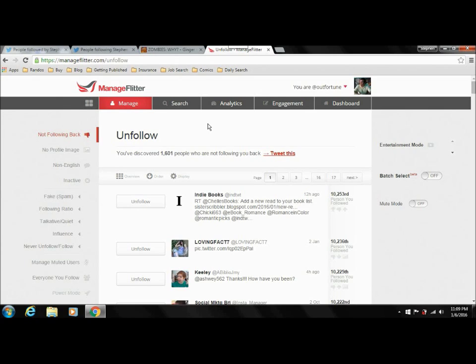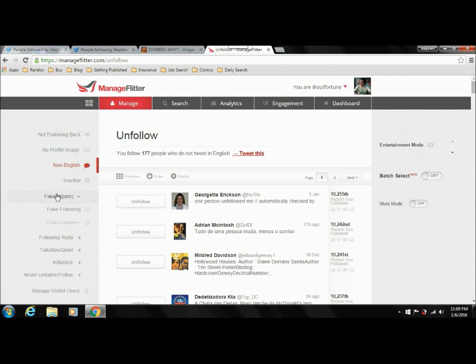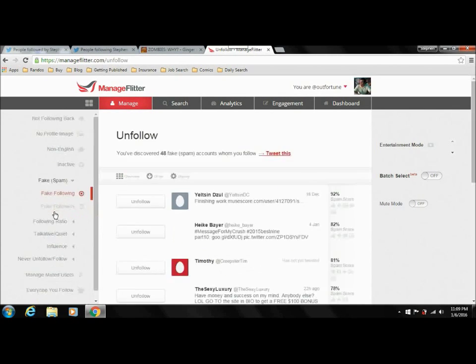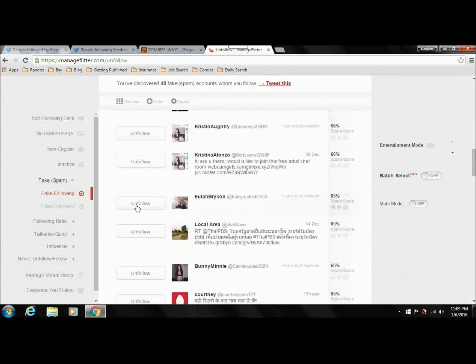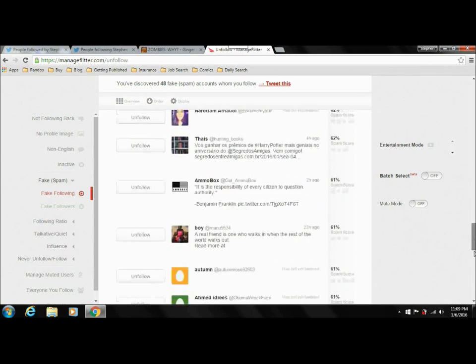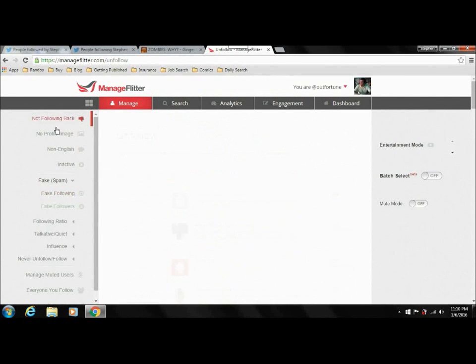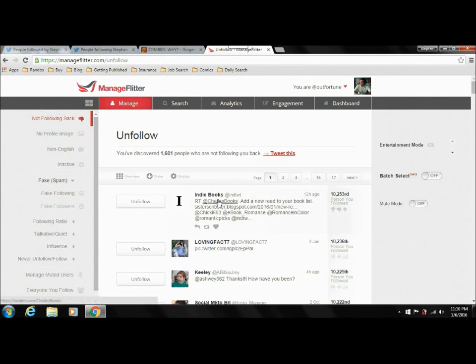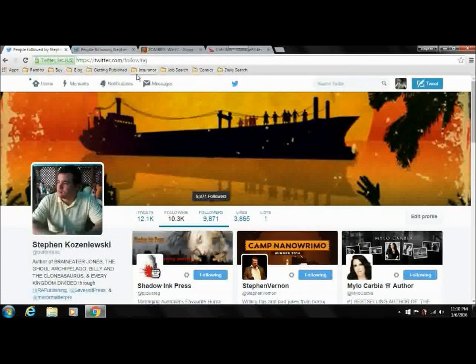And what Manage Flitter does is it will tell you who is not following you back. It'll give you a couple of other options for people like no profile image, non-English, and what it determines to be fake or spam, which, don't take this as gospel, because sometimes it determines things to be fake or spam that is just, like, a personal friend of mine. And I'll be like, oh wait, I know this person, I know they're not fake or spam. But the not following back, that's pretty rock solid here. I mean, all it's doing is using a program to compare these two lists for you.